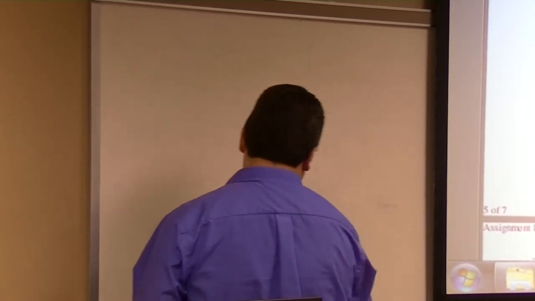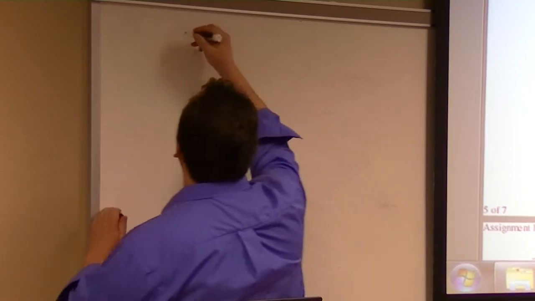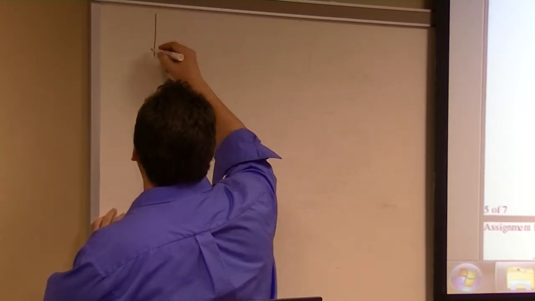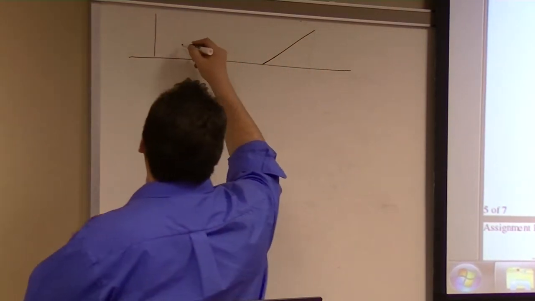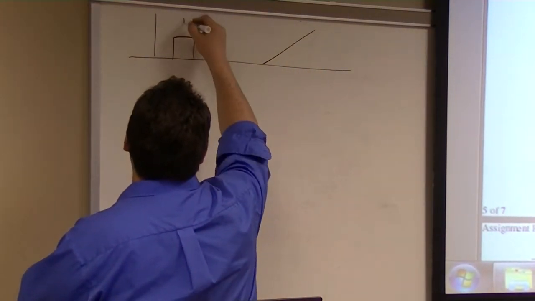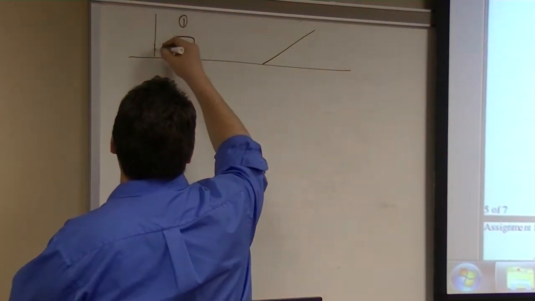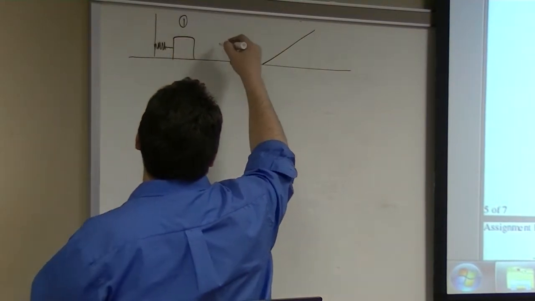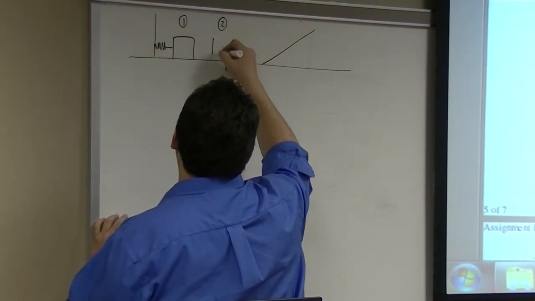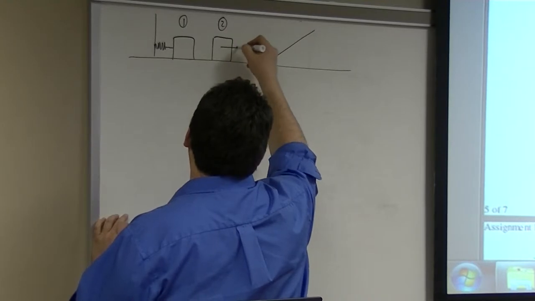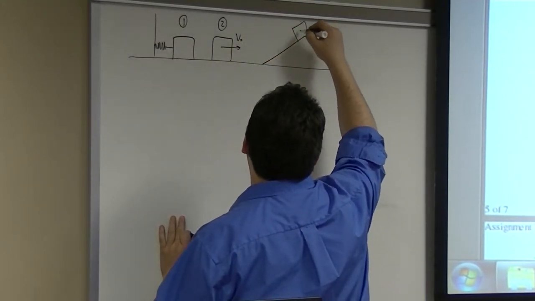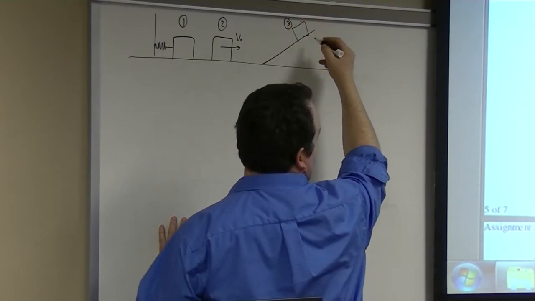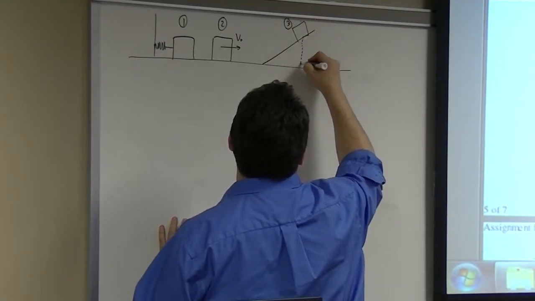So, what's the idea here? Basically, there are three things that are going on. Number one, when it's compressed, right? Number two, just after it leaves, with initial velocity v naught. And then number three, event three, is when it's at the max height h, right?